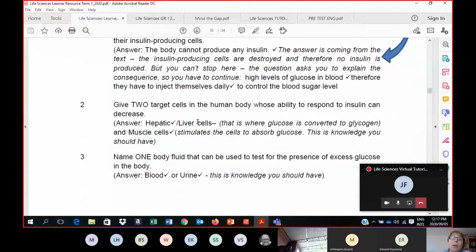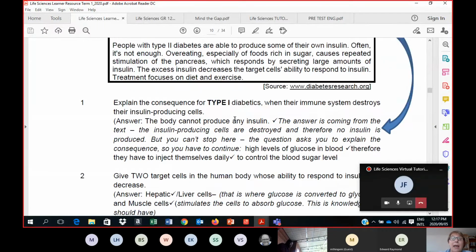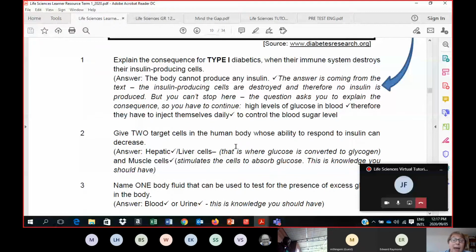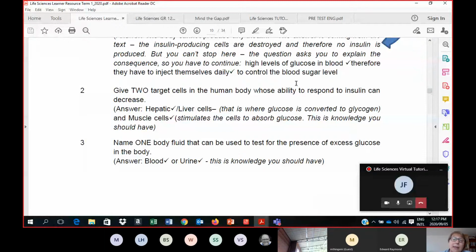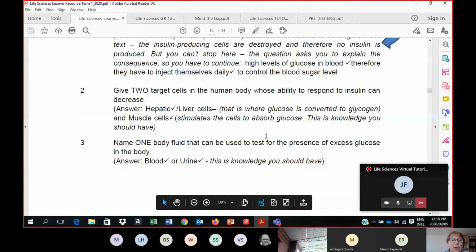So the target cells, we remember, are your liver cells and your muscle cells, because the liver converts glucose to glycogen, which it stores, and the muscle cells also are stimulated to absorb glucose. So this answer is not in the extract, but you know it because you've studied it. All right, and the same with this question over here. It says, name one body fluid that can be used to test for the presence of excess glucose in the body. Again, it's not in the extract, but it's testing your knowledge, which you should have, and the answer there is blood or urine.